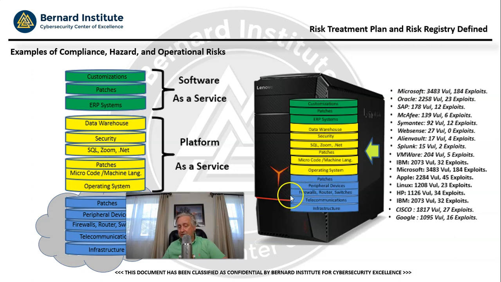It needs to be patched once in a while too. And there may be switches, but probably not. Switches are probably external. This is something that you would see in a data center, which we're going to talk about in a minute. And then it has an operating system. Of course, you might be running Windows, which is a very popular operating system, or you might be running Apple, which is another one. And then there's machine code, patches, and so forth.